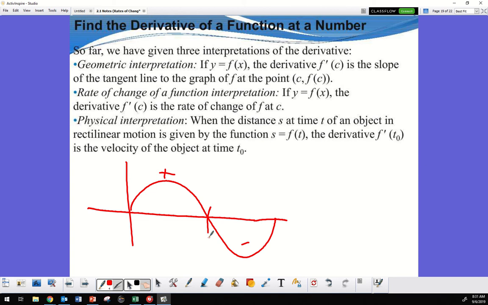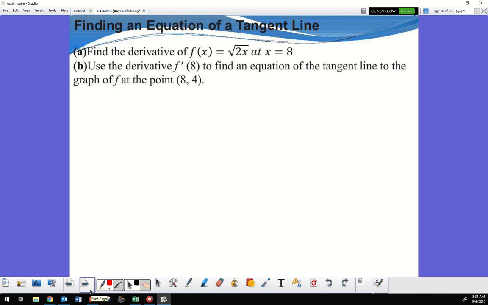Anyway, so far we have given 3 interpretations of a derivative: geometric, rate of change, and physical. Okay. Find the derivative of this at this, and then find the equation of the tangent line to the graph at that point. Okay, so now let's do the same thing. So I'm doing the limit as x approaches 8 of, let's start off with f of x, which is going to be radical 2x minus, okay, plug that in, 16, square root of 16 is going to give me 4 over x minus 8.